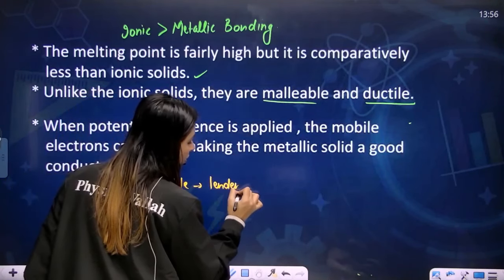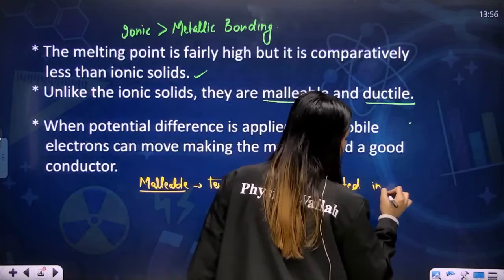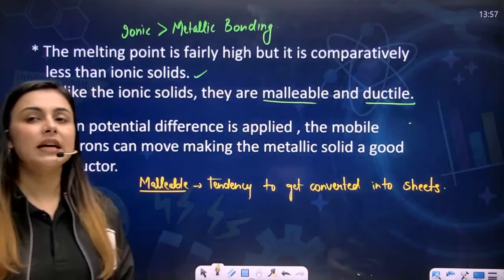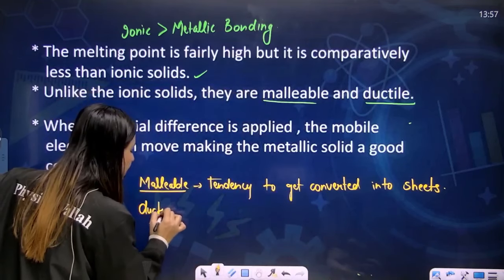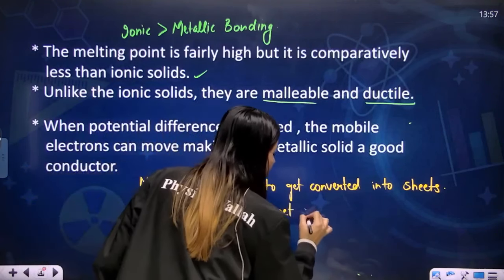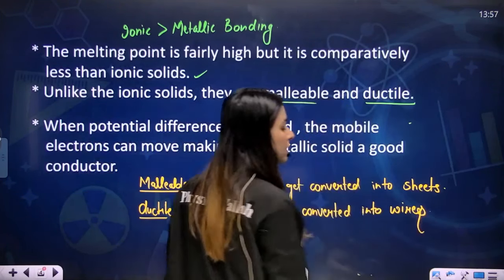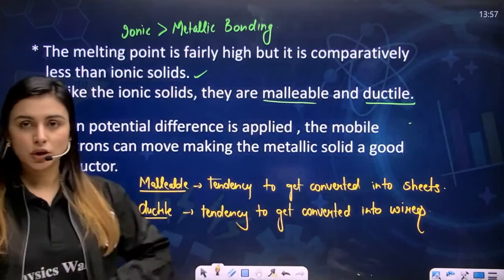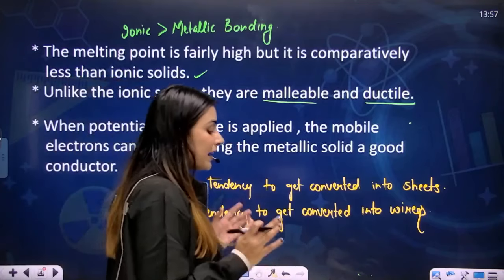The tendency to get converted into sheets is known as malleability. And what is ductility? What is ductile nature? The tendency to get converted into wires is known as the ductile nature. So what does it say? It says that metals have the tendency to get converted into sheets, as well as they can be converted into wires. Now let me explain why this happens.